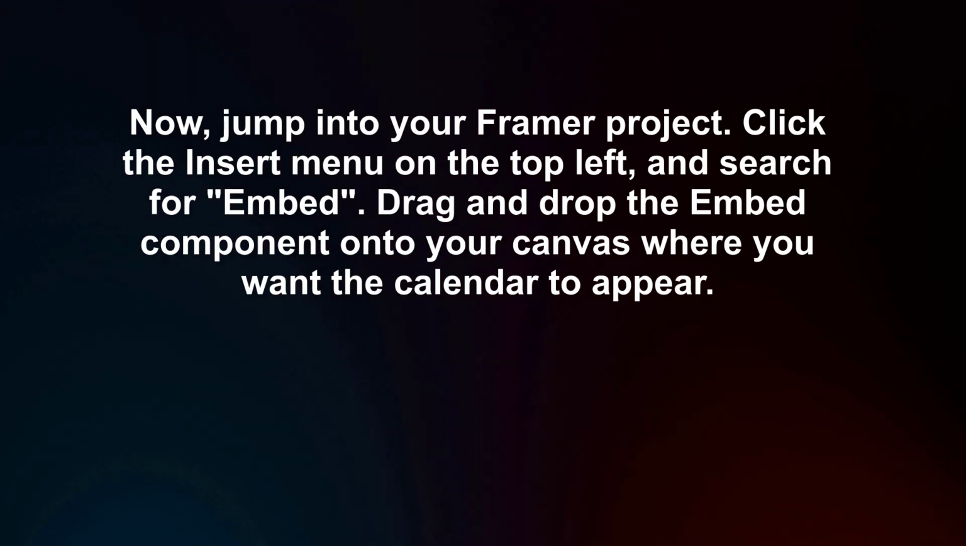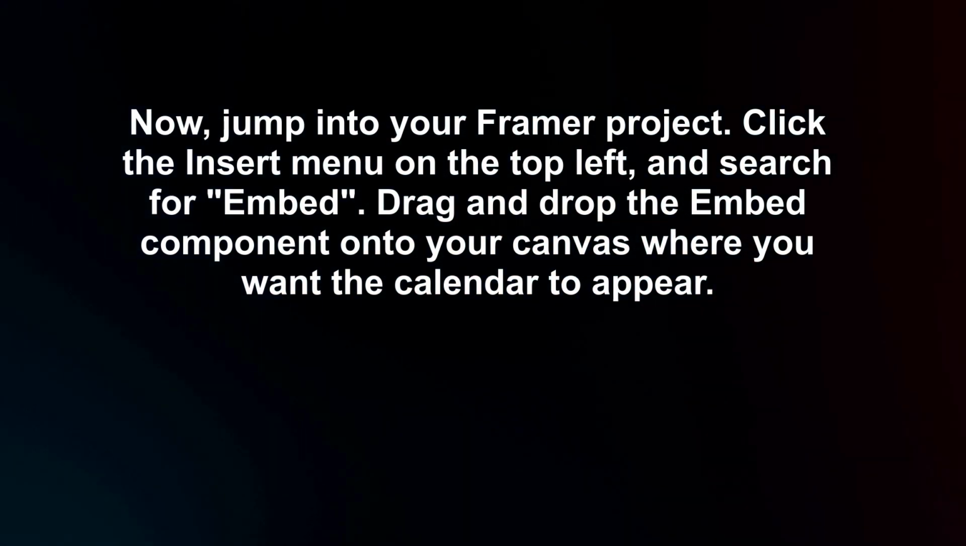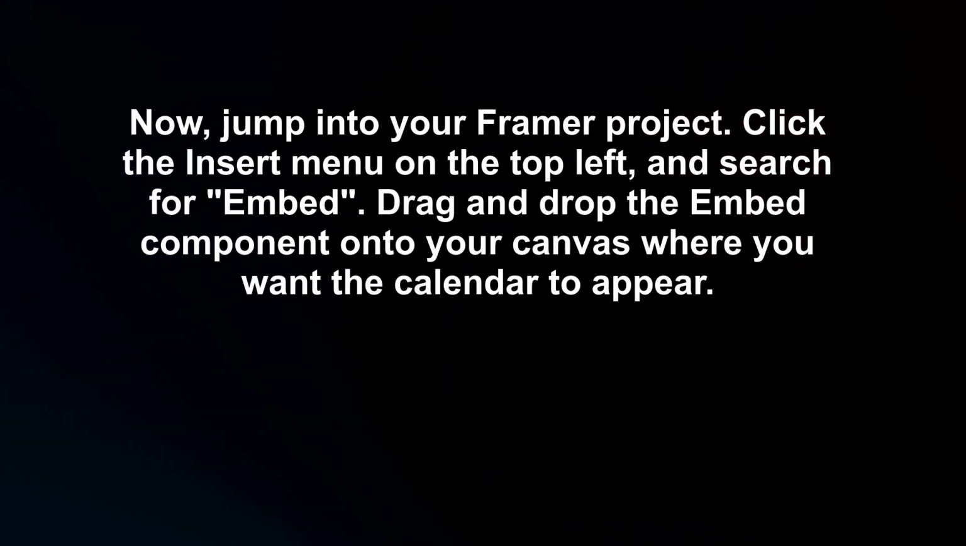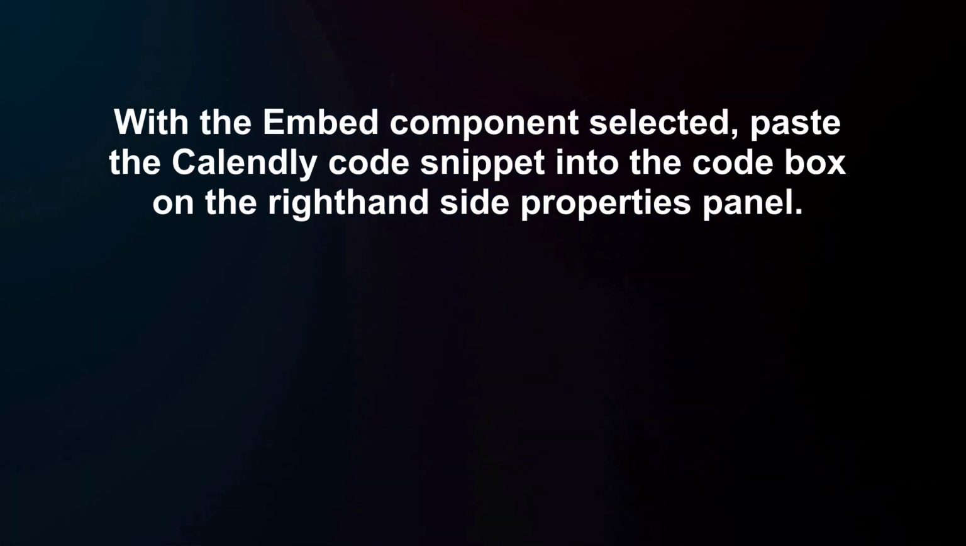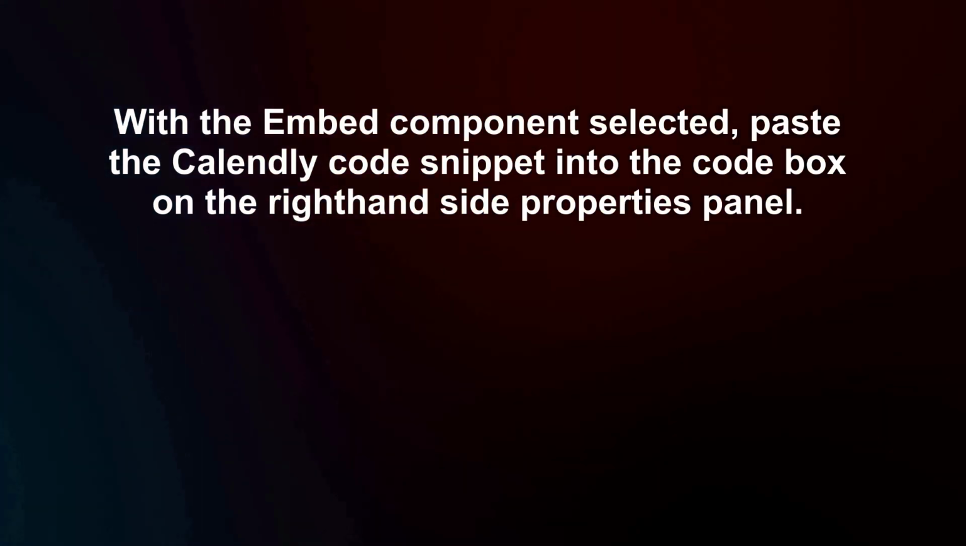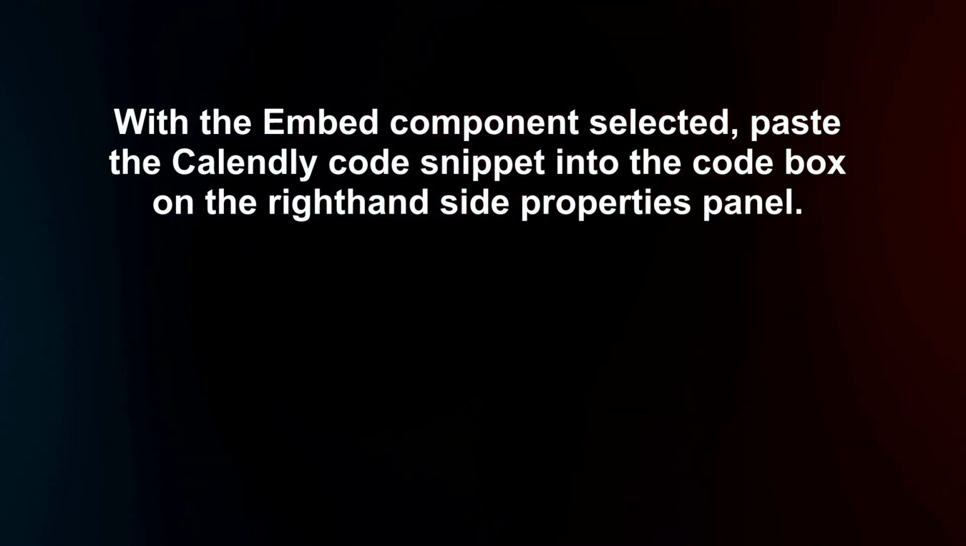Now, jump into your Framer project. Click the Insert menu on the top left and search for Embed. Drag and drop the Embed component onto your canvas where you want the calendar to appear. With the Embed component selected, paste the Calendly code snippet into the code box on the right-hand side Properties panel.